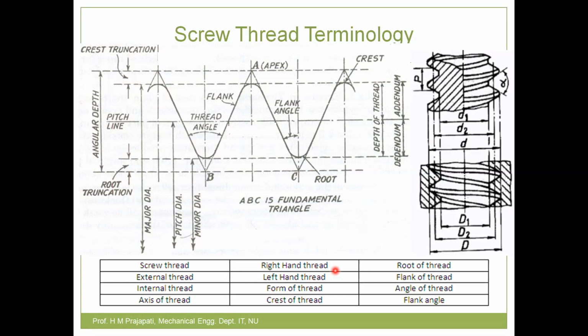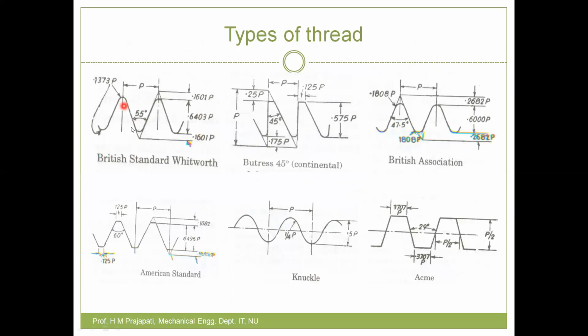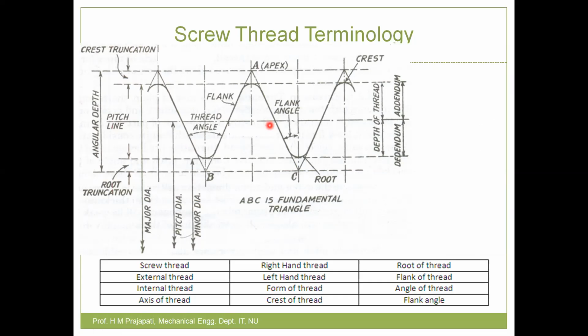The next term is form of thread. If you look here, this helix curve which is cut on a cylinder is called the form of thread. In the previous slide, these are the different forms of thread. Clear? So that is the meaning of form of thread.